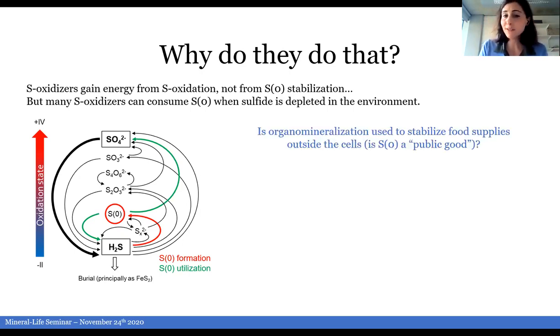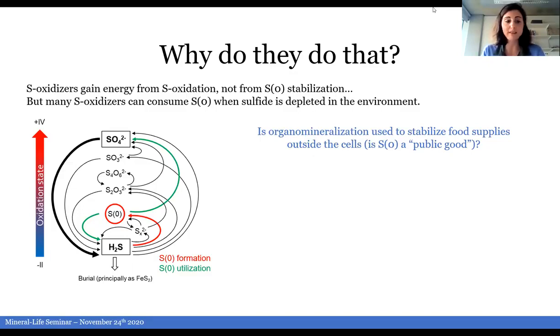So now the hypothesis is that this elemental sulfur actually has a biological function, and the microbes want to stabilize it because it's a food supply that they are forming extracellularly. And if this is true, it means that we can think of elemental sulfur as what we call a public good. So it is something that's produced in common in a microbial community for shared use. And it comes with a lot of interesting questions.